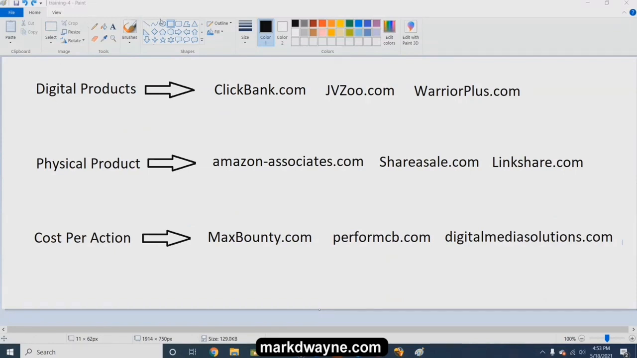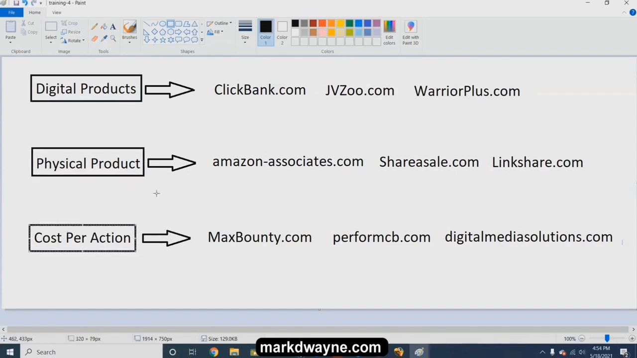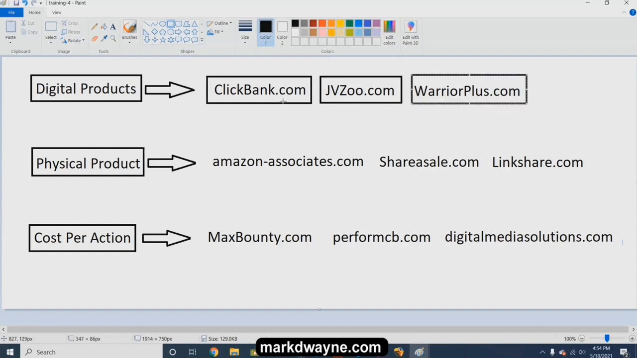As you know, we have digital products, we have physical products, and we have cost per action. Okay, and these are the different basic websites, the most popular ones that are connected to these different areas. You have clickbank.com in digital products. You have jvzoo.com, and you have warriorplus.com. Those are the most popular ones in digital products.